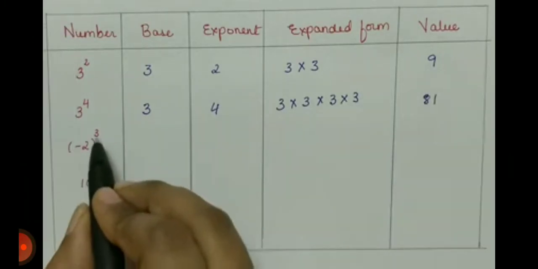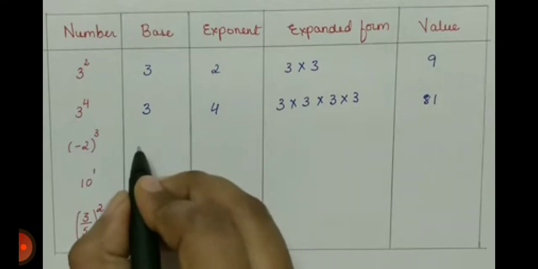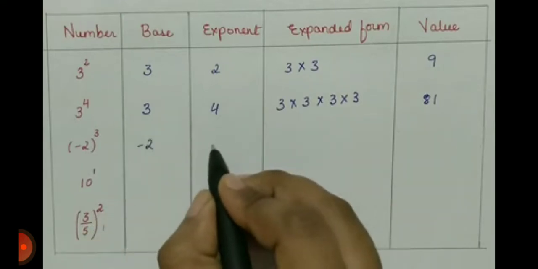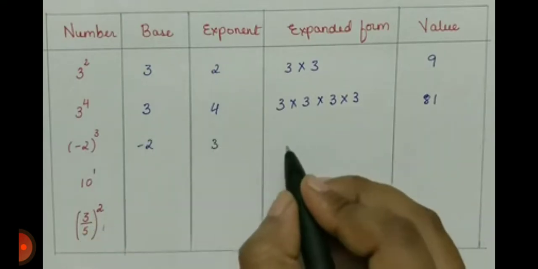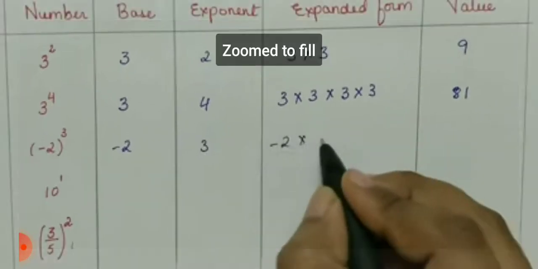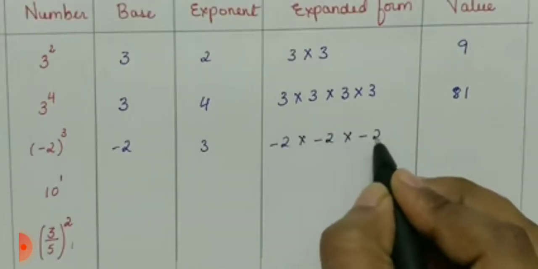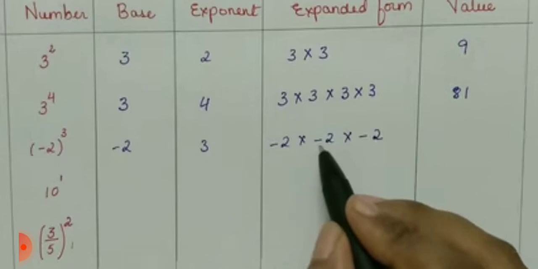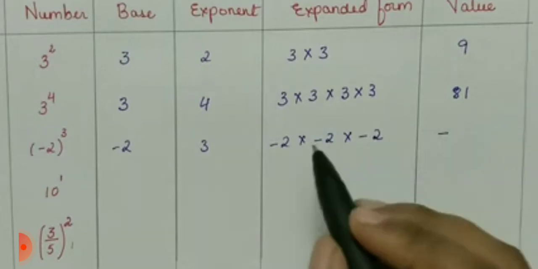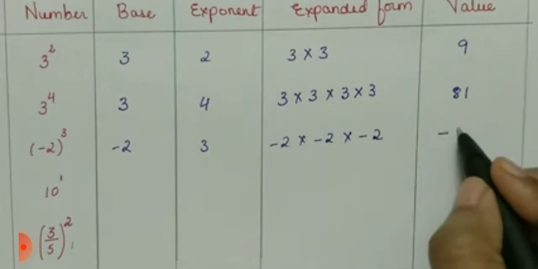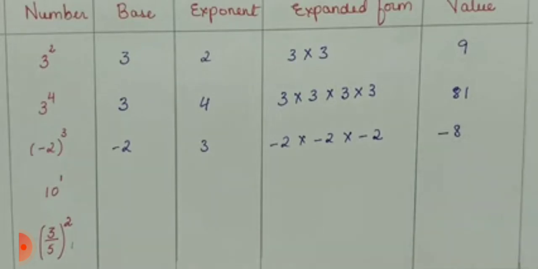Minus 2 whole to the power 3. Here base is minus 2 and exponent is 3. In expanded form, we write it as minus 2 into minus 2 into minus 2. Minus into minus is plus, plus into minus is minus. 2 2s are 4, 4 2s are 8. Minus 8 is the value.